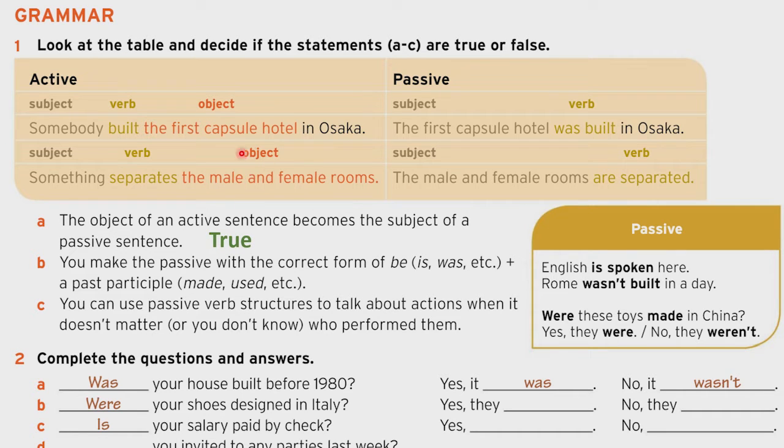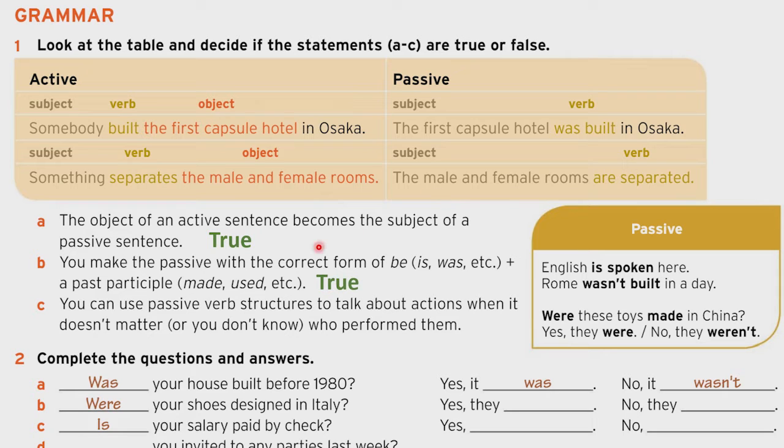For example, here, the object, the male and female rooms, in an active sentence is the subject, the male and female rooms, in the passive sentence, alright? Then, you make the passive with the correct form of verb be, is, was, plus a past participle. Let's take a look. Here we have was, built, right? Are separated. These verbs are in past participle, so this is true.